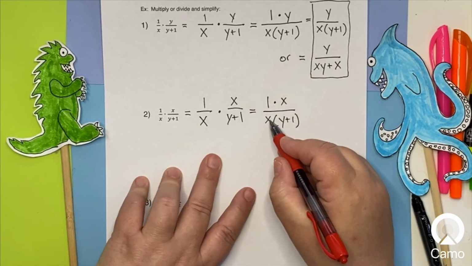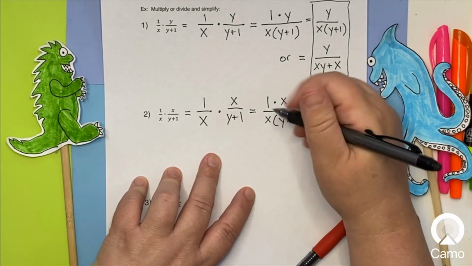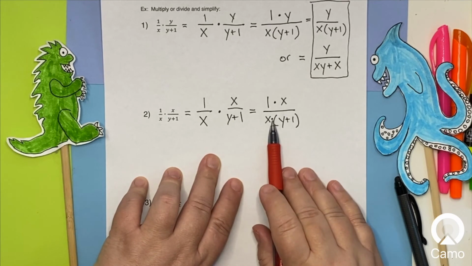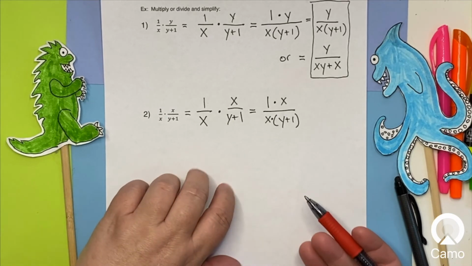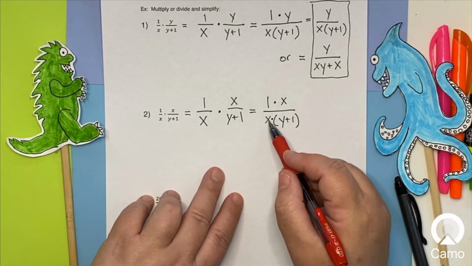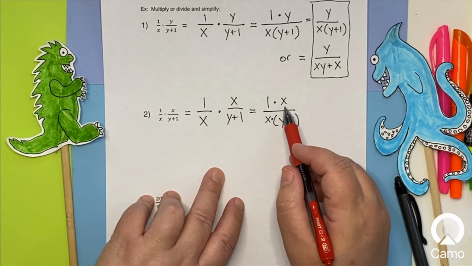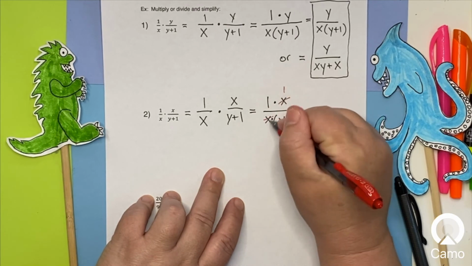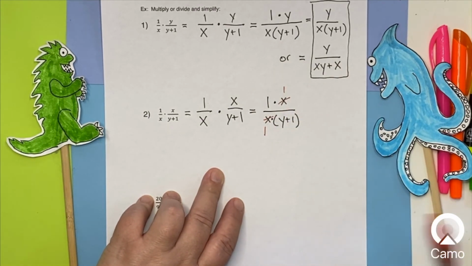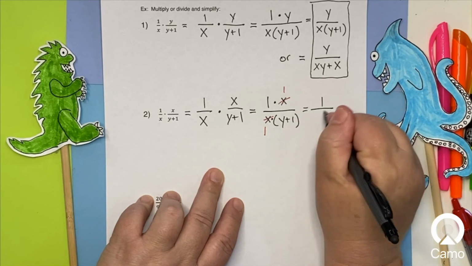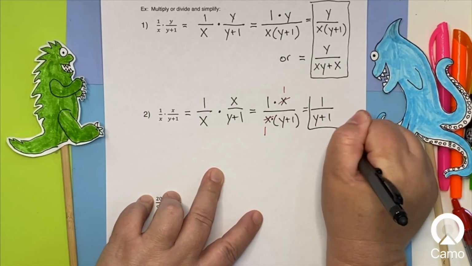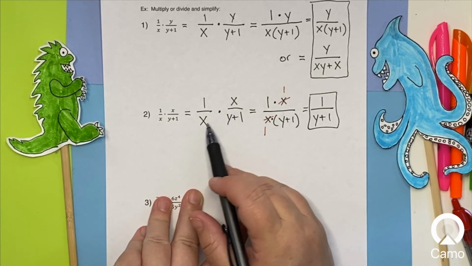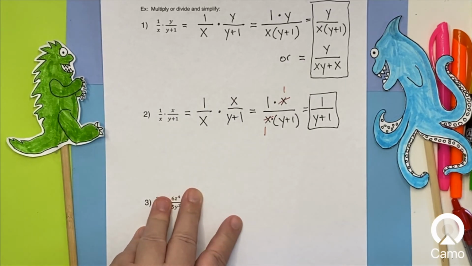Except these two, and I'm going to emphasize this by writing multiplication. You don't have to write the multiplication. You can just leave it as implicit multiplication. But since this is multiplication and this is multiplication, I can cancel the x's because they cancel very cleanly. And then I end up with 1 over y plus 1. Now, could I have canceled right here? Absolutely. You can cancel here, you can cancel here.